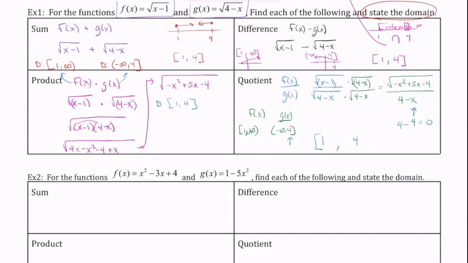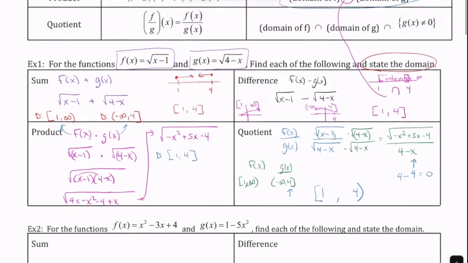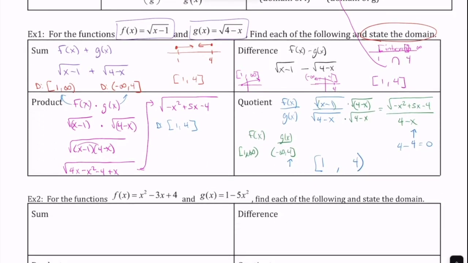I can include 3.999999 or whatever, but I'm not going to include 4 in this domain because it's making my denominator equal to 0. If that wasn't the case, then great, I would include it. But since that 4 makes 4 minus 4 equal 0 in my denominator, I can't include that. So we have to restrict the 4 from the domain here as well.